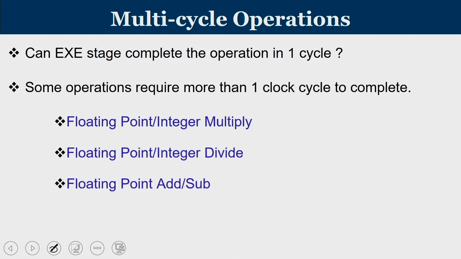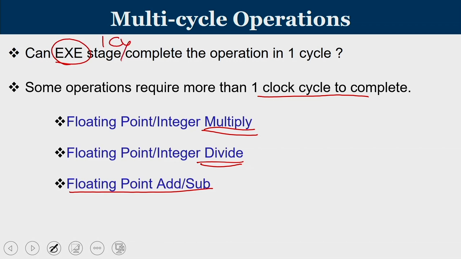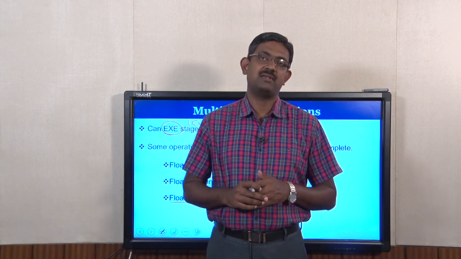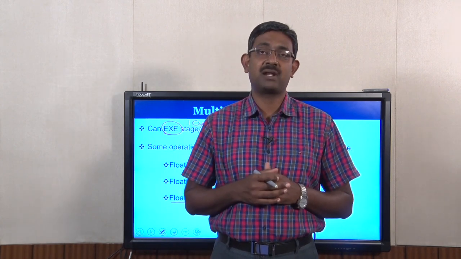Now there are certain operations that require more than one clock cycle to complete. For example, whenever you are involved in a floating point or an integer multiply operation, a division operation, or a floating point add or sub. Generally, if it is an integer add or sub, then things will be over, the EX stage will take only one cycle. But if you are going to have a floating point add or subtraction operation, then to manipulate two floating point numbers, first we have to adjust the exponent and then only can we add or subtract the corresponding mantissa. Similarly, multiplication involves multiple partial summations and division involves multiple subtractions.